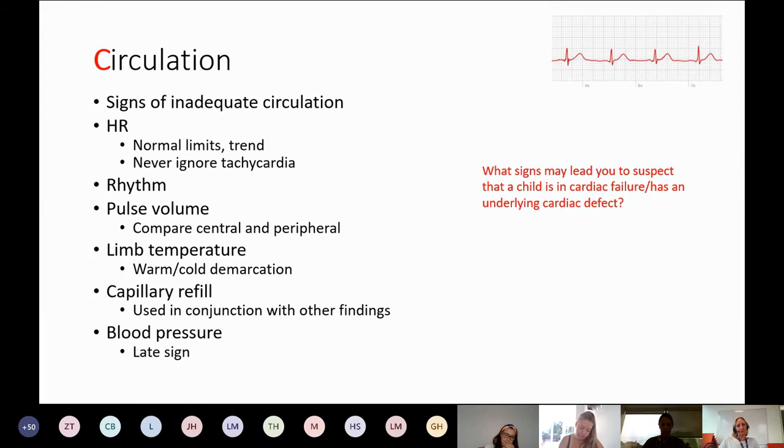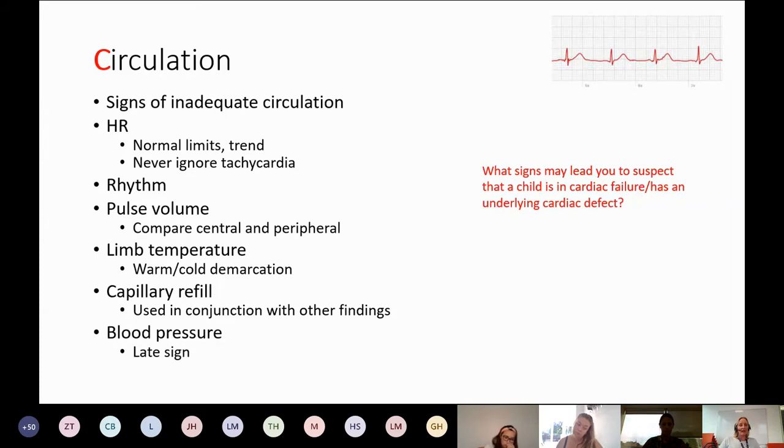Looking at pulse volume, we do it automatically, then we compare central and peripheral pulses. In a child whose circulation is inadequate, it will be their peripheral pulses that start to decrease first. If you're comparing the two, you may not even feel peripheral pulses, but if your peripheral pulses are starting to get weaker, then you're concerned that their circulation is inadequate. Again, putting your hands onto the child, you can't assess a child without touching them, without actually feeling them. So are their hands and feet warm? Are they well perfused?